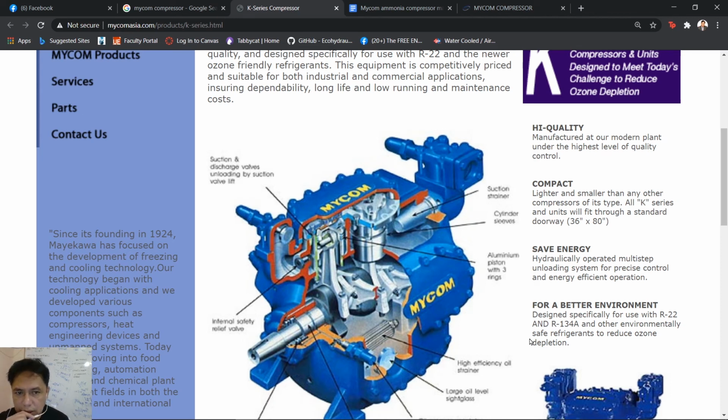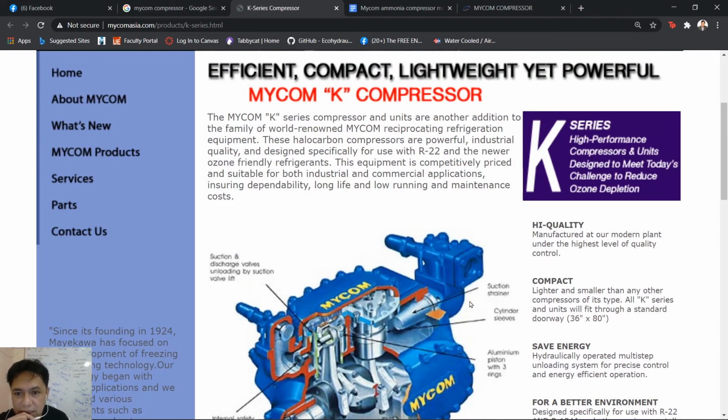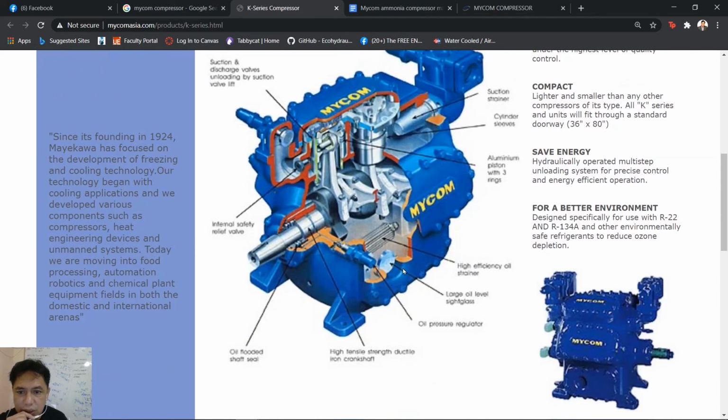So you know the compressor, like a pump, has two valves, yeah? One is discharge and the other is suction. The other one is discharge, yung lalabasan, and then the other one is suction. So may relief valve, ibig sabihin pag sobrang pressure, the excess pressure will be relieved in the relief valve, no? Oil flooded shaft, then high tensile strength ductile iron crankshaft, no? Kasi engine, di ba? Normally yung compressor is like an engine.